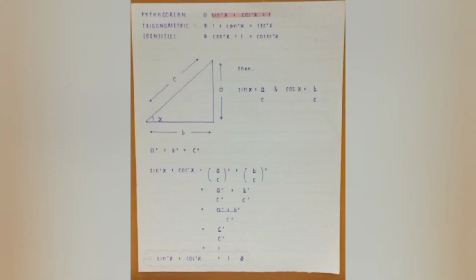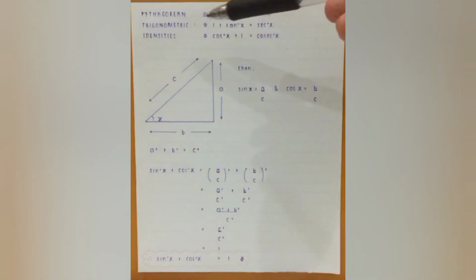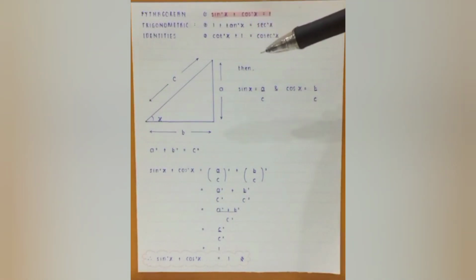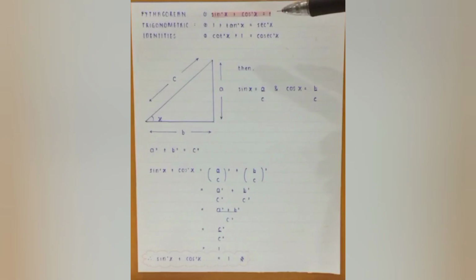Now, let us try to validate and prove the trigonometric identities. Let's start with proving and validating the Pythagorean trigo identities. We learned three different Pythagorean trigo identities, which are the following. But for today, I'll be focusing on proving and validating sin²x + cos²x = 1.